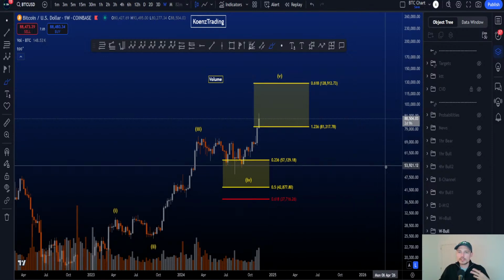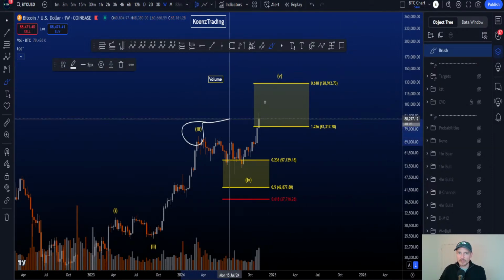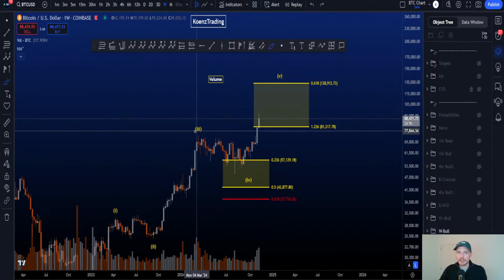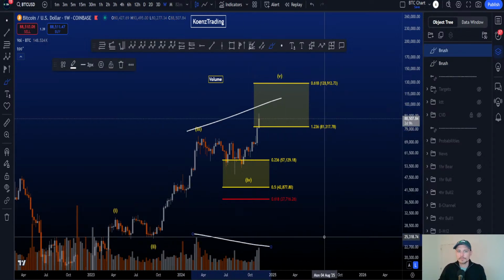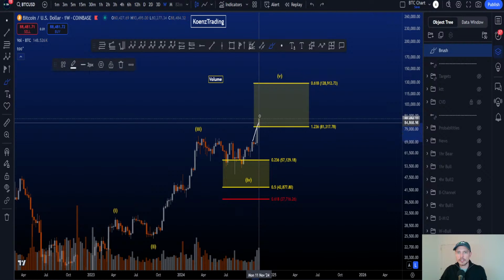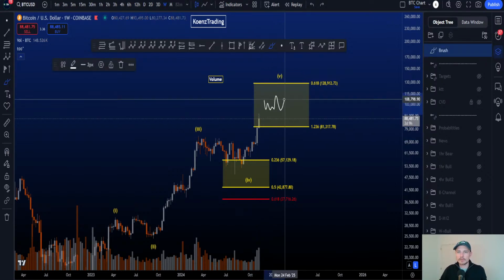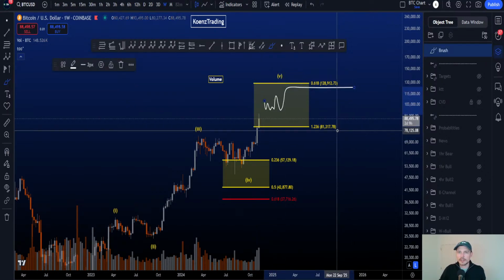Now what we want to see in an impulse is, between wave 3 and 5, a higher high on a lower amount of volume. So if price just keeps pushing and we never really get a wave 4 and we move above 129K, it starts to increase probabilities of another scenario.